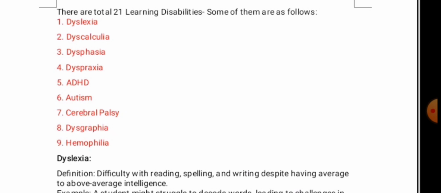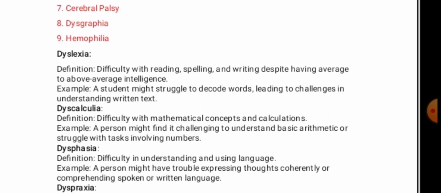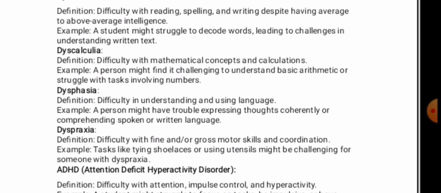Of course it is not possible in this short span of time to complete all the 21 types, so I'm just going to talk about a couple of them. Let us see first of all what we have: dyslexia. So what is dyslexia? Let us see the definition: difficulty with reading, spelling and writing despite having average to above average intelligence. A student might struggle to decode words, leading to challenges in understanding written texts.